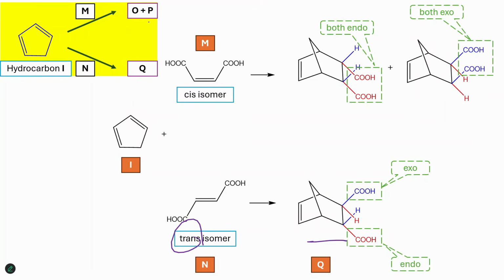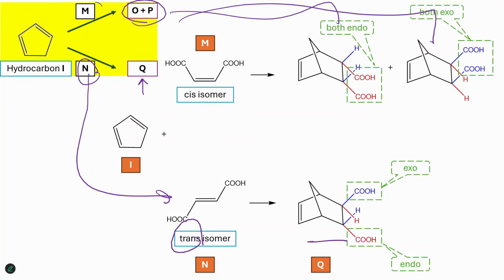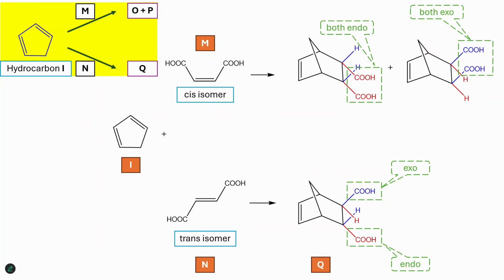So I take a look here, I get one compound, Q, so that makes N the trans isomer. But I get O and P here, which means two compounds, that makes M the cis isomer. So I was able to differentiate between cis and trans, and I was able to label them as M and N respectively. Now Q is easy as well, because it is the same as here: 1 reacts with N to give you Q. So this part is easy.